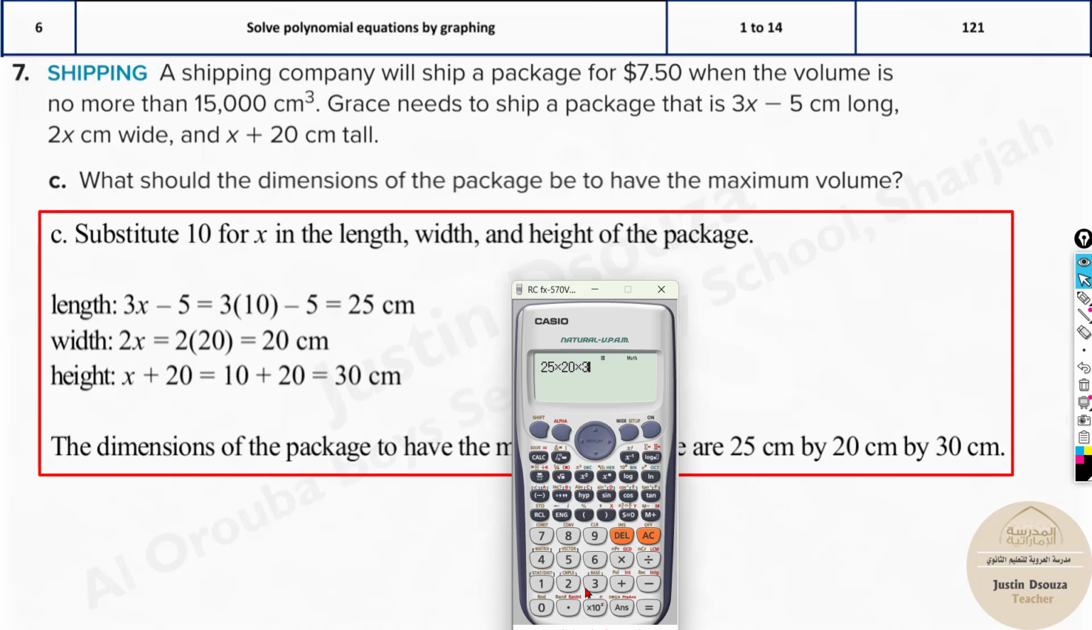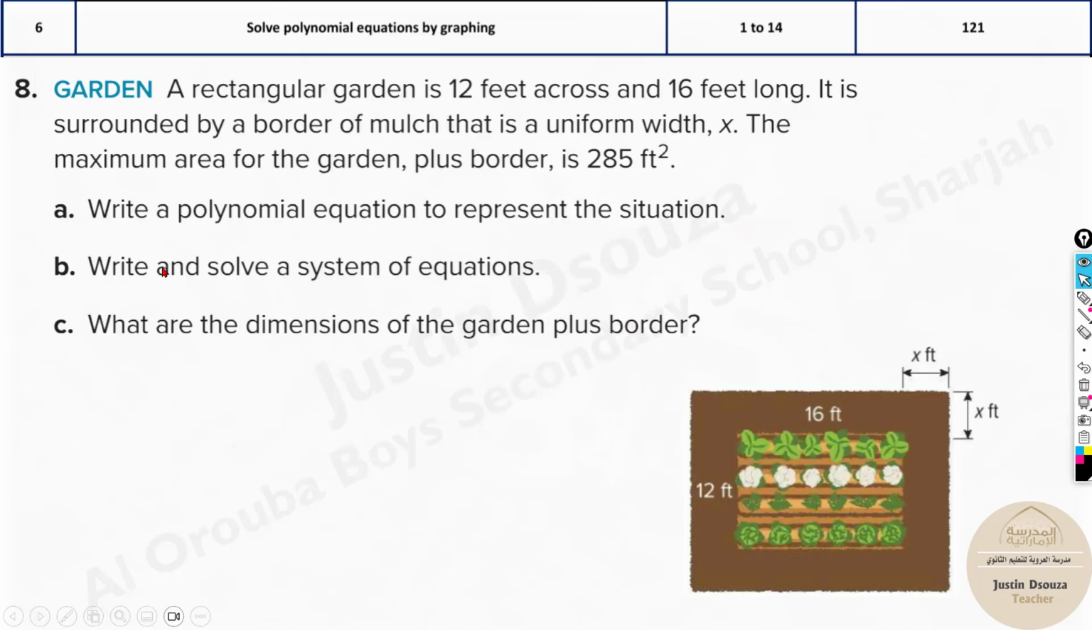25 by 20 and 30. What will be this answer? It should be 15,000. Only one answer will match. So this is 15,000. Yes, this is the correct answer. If it doesn't match, that's the wrong answer. Go to the next option. So that's how easily you can solve that.